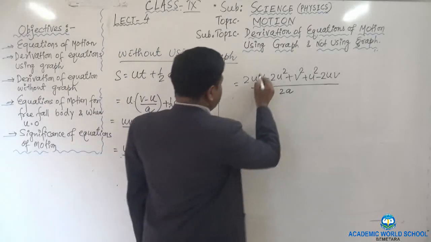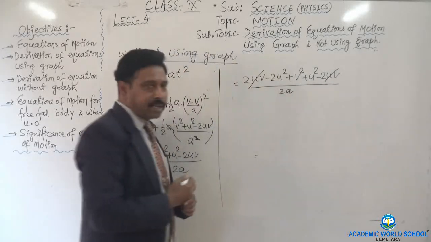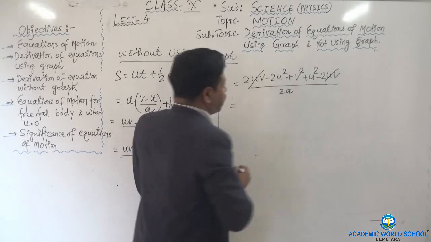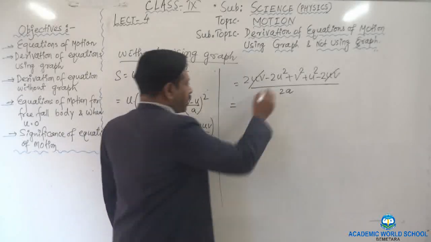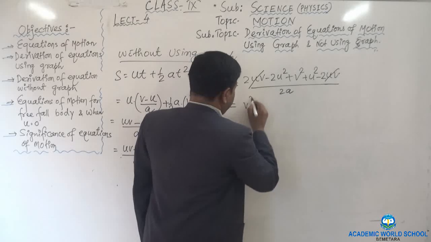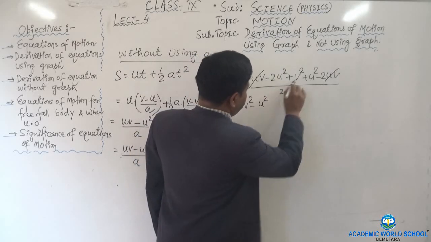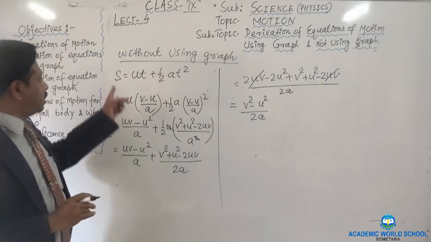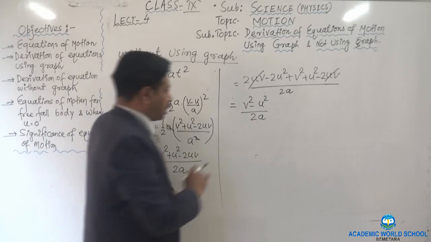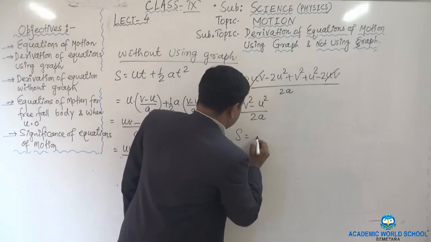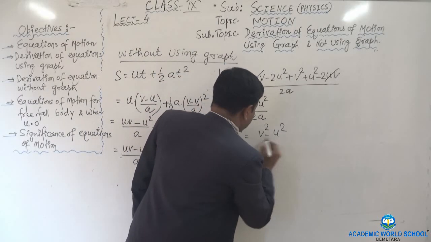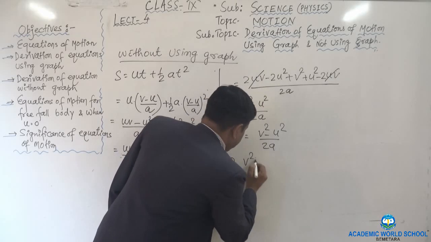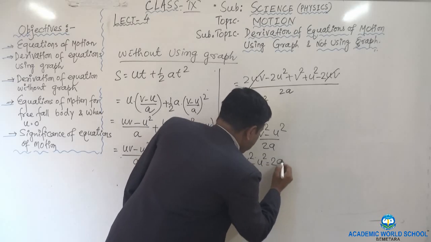Well, so now you see plus 2uv and minus 2uv will be cancelled. Now what am I getting here? Minus 2u square plus u square is minus u square. So I can rewrite starting from v square minus u square upon 2a. And if you remember, in the left hand side we have s. So s is equal to (v square minus u square) upon 2a, and by cross multiplying we get v square minus u square is equal to 2as.